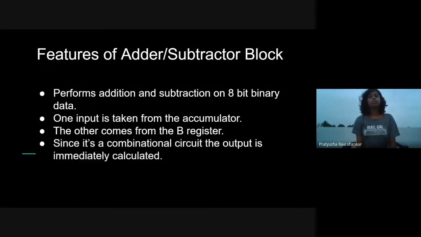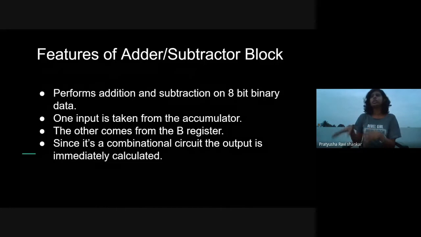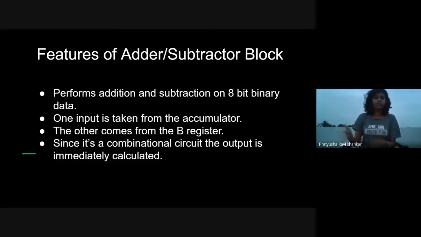The other input comes from the B register. And the adder and subtractor, since it's a combinational circuit, doesn't have any clock or such things. So as soon as it gets its operands, the output is immediately ready. You don't have to give an input enable. Whether you put it on the bus or not depends on the output enable control bit that you can control, but the output gets calculated immediately. So that's one of the points.